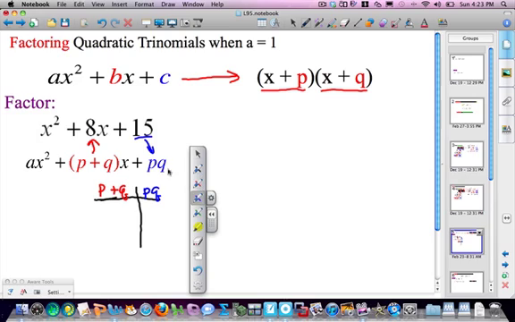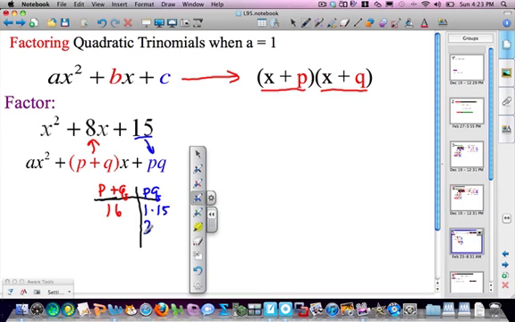So let's begin. Factors of 15. Well, 1 times 15 is 15. However, when I add 1 to 15, I get 16. And 16 is not 8. So I know that the two factors are not 1 and 15. So let's try a second guess.